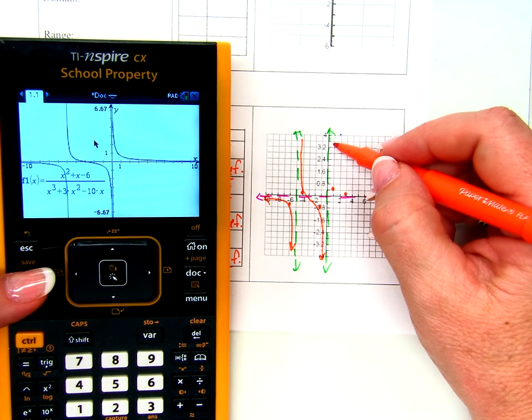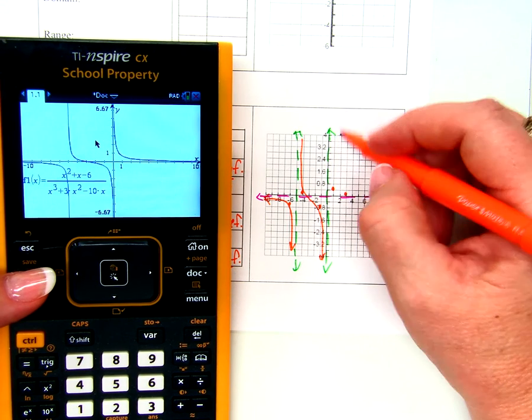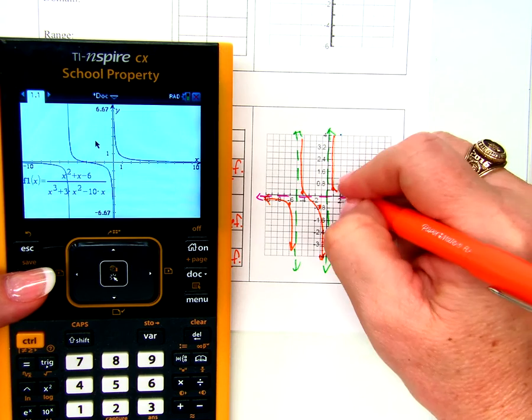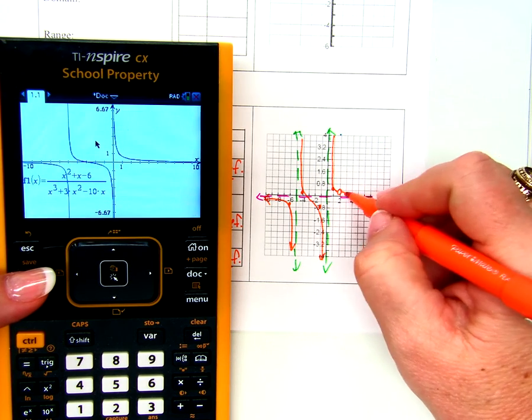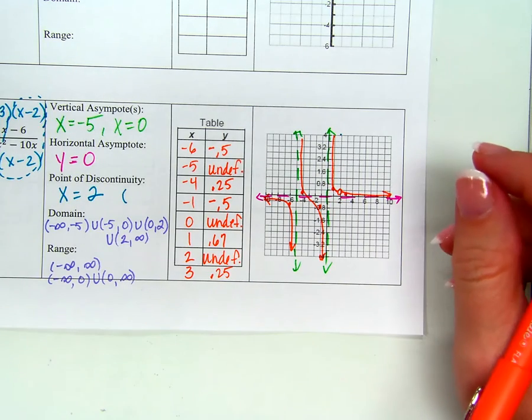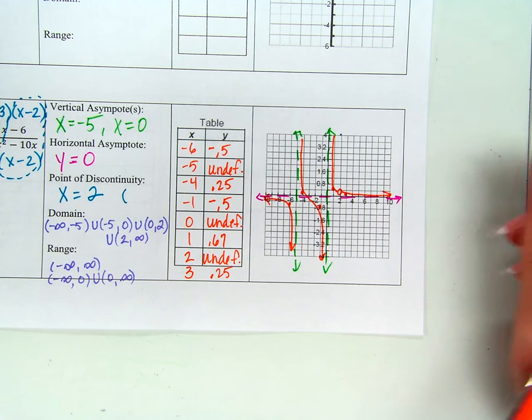Oh, I got to be careful though, right? When I do this side. Like that, right? I gotta have that hole in there, the point of discontinuity, don't I?